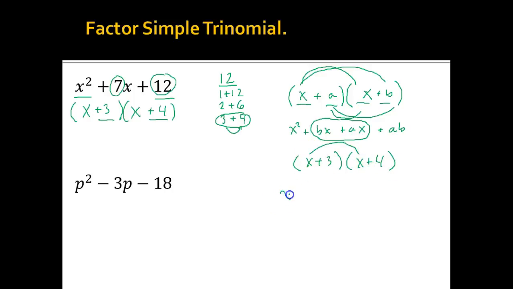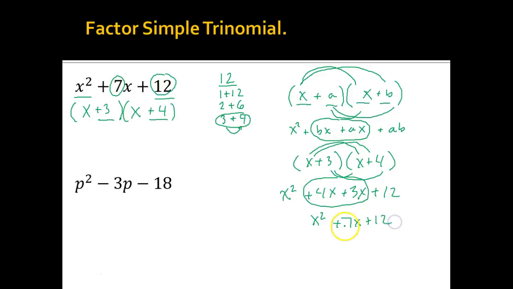x times x is x squared. x times 4 is 4x. 3 times x is 3x, and 3 times 4 is 12. Combine the middle two terms, 4x plus 3x is 7x, gives us x squared plus 7x plus 12. And that's our original question. So that means that these factors are indeed the proper factors, the right factors that multiply together to give me that answer. Okay, there we have it. Piece of cake, right?